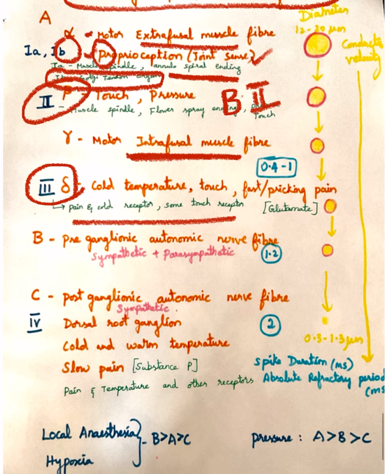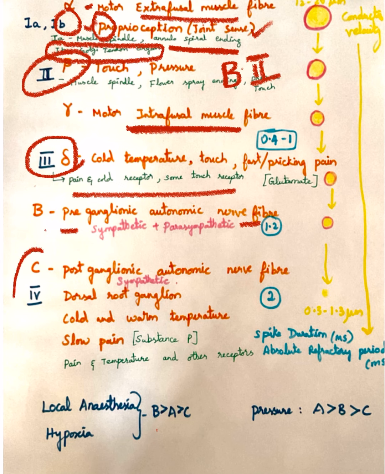And in case of B, we have the preganglionic autonomic nerve fibers, and it carries mostly both sympathetic and parasympathetic. In case of C, which is included in the numerical classification 4, it carries the postganglionic fibers. The B is the preganglionic and C is the postganglionic autonomic nerve fibers, whereas the B carries both sympathetic and parasympathetic, the C fiber carries only the sympathetic. And it also carries the dorsal root ganglion sensations, temperature, both cold and warm, and slow pain.